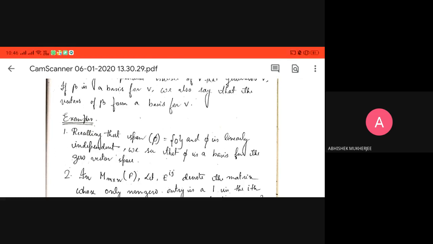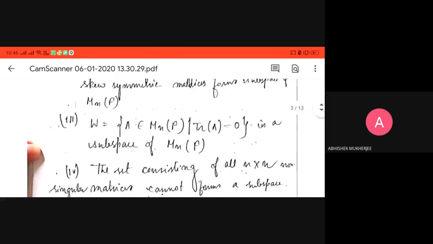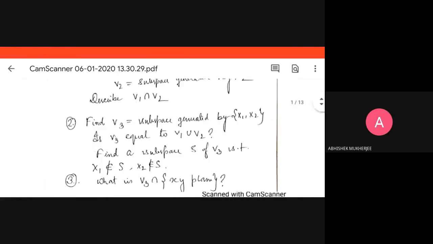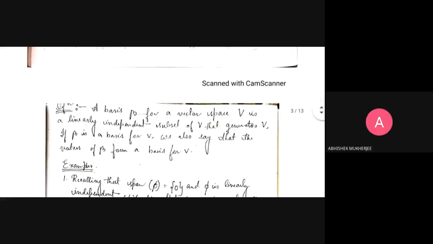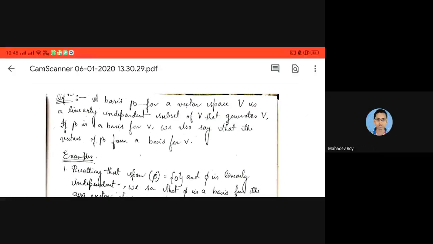No, you're getting it wrong. What does it mean by span? Every vector can be expressed as a linear combination of finitely many vectors taken from that set, right? Yes, sir. Don't put the word uniqueness into this.